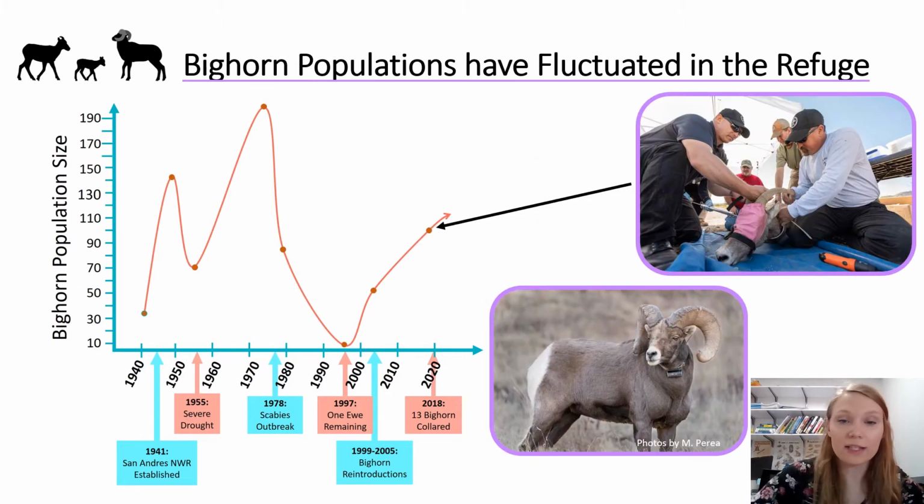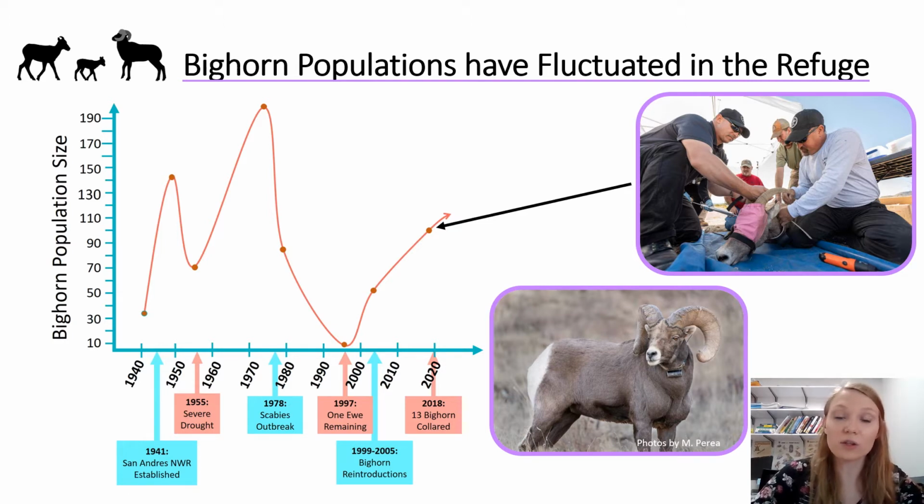And in late 2017, early 2018, the New Mexico Department of Game and Fish partnered with the U.S. Fish and Wildlife Service to collar some of these bighorn. So they captured and collared 13 bighorn, 10 ewes, and 3 lambs. And this was to get a better idea of where these sheep were on the landscape to inform aerial surveys.